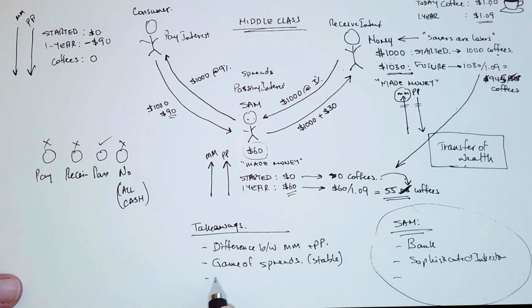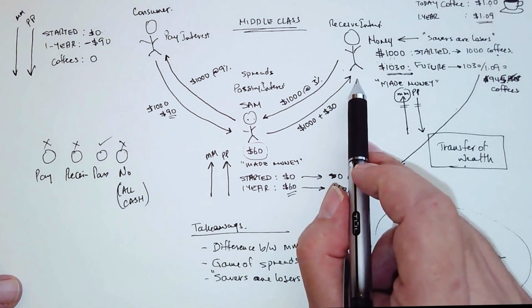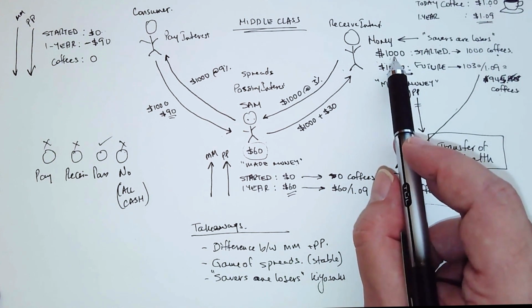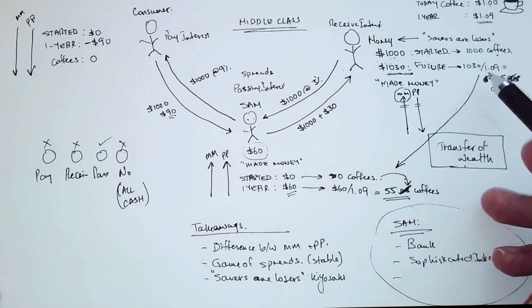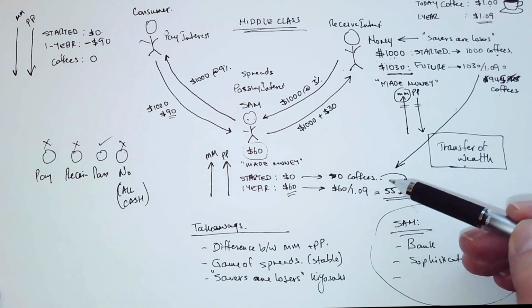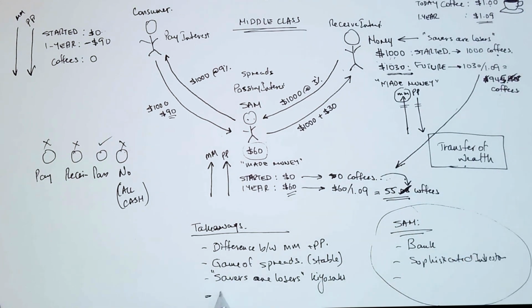I'm going to write in here, savers are losers. Again, this is from, I'm going to put double quotes, Kiyosaki. That's what he's talking about. He's not talking about you're actually losing dollars. He's talking about you're losing and you're transferring your wealth, your purchasing power, to someone else. When we talk about the game of spreads, we're talking about you want to be the one passing interest.